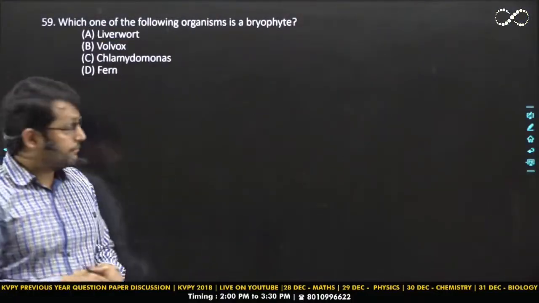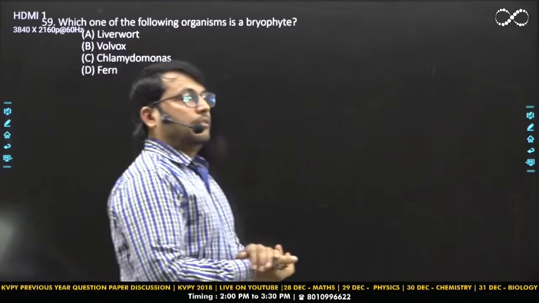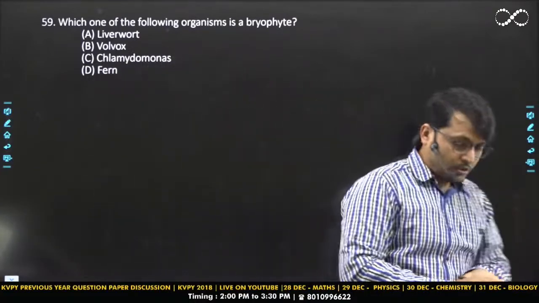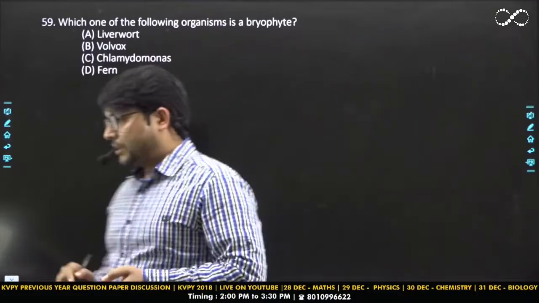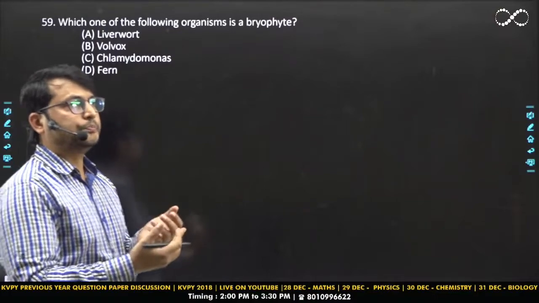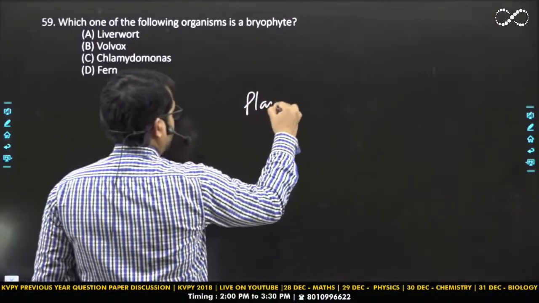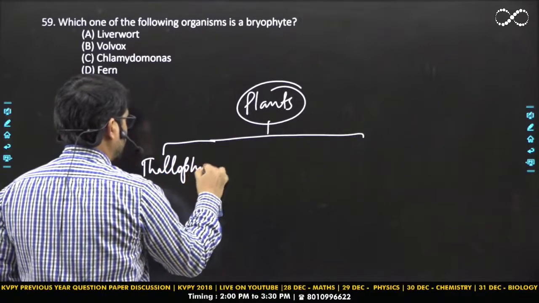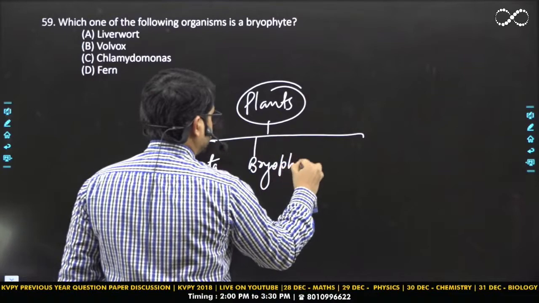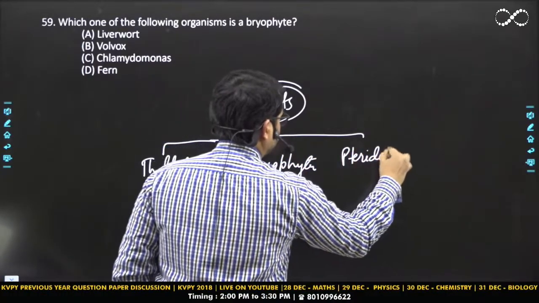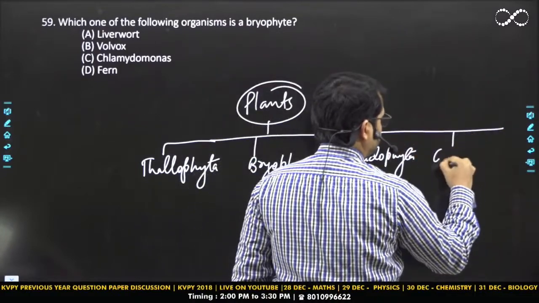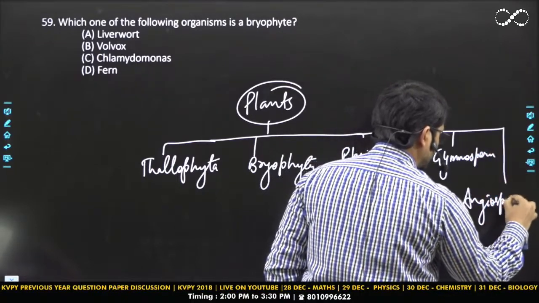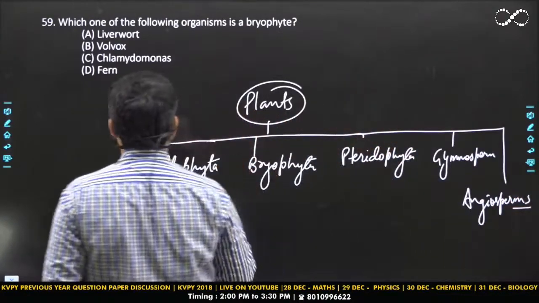That is question number 59. Now, the 59th question is about which one of the following organisms is a bryophyte. Now, this is a question from plants. We know that plants can be classified into many groups like thallophyta, just remember, thallophyta, bryophyta, pteridophyta, gymnosperms, and angiosperms.